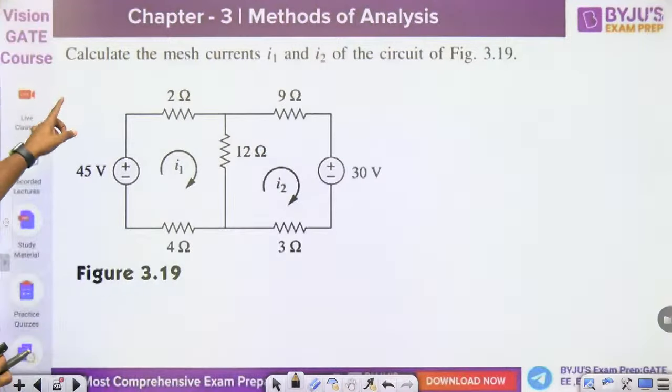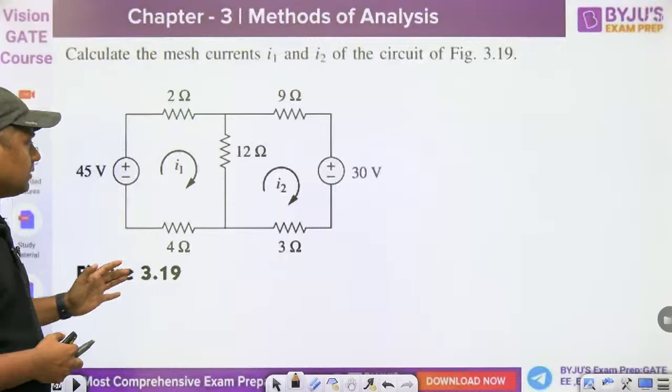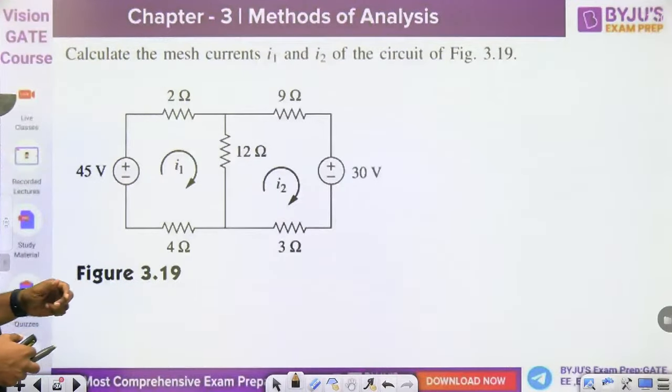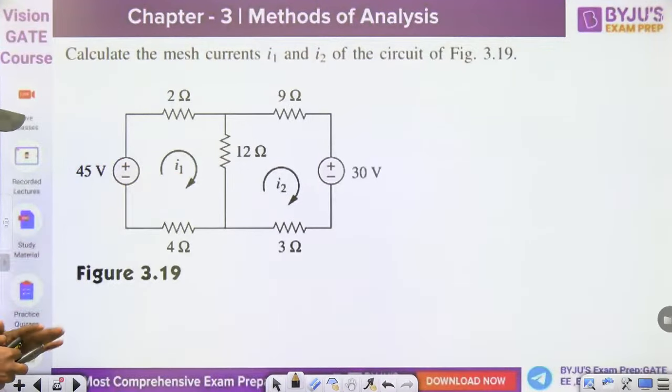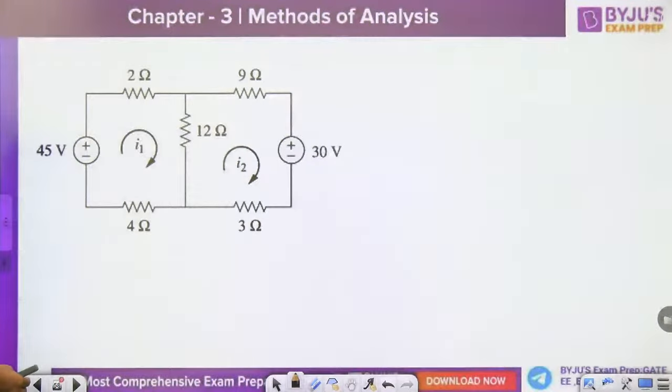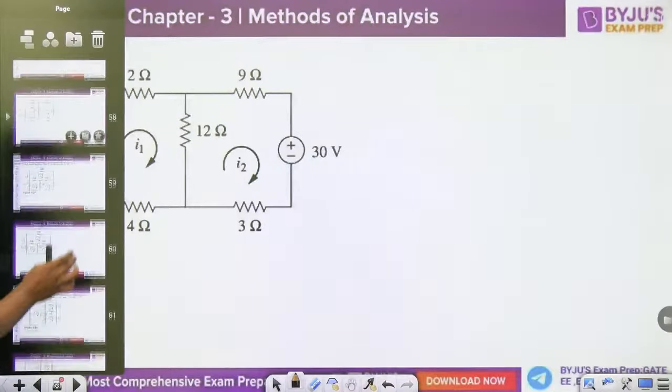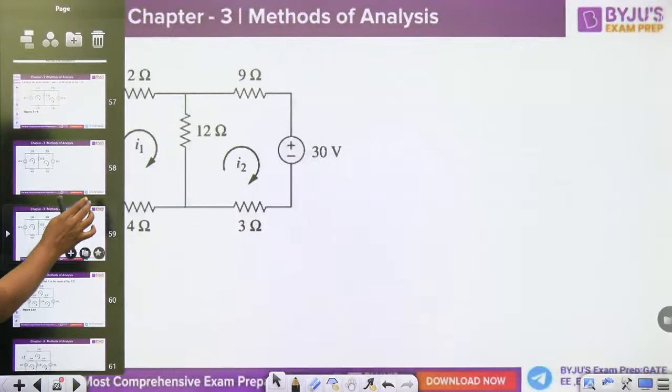Now calculate the mesh currents I1 and I2 of the circuit. Suppose it is a very basic question on mesh current. Sometimes we have this type of diagram, then we have the option to solve this type of question by using mesh analysis. So I1 and I2, what is the mesh current? How can we solve this particular question? You have to find I1 and I2. Both the currents are in clockwise direction. Then watch this, I will give you the method for how to write the equation. Then you have to solve the equation by using Cramer's rule or any other method.